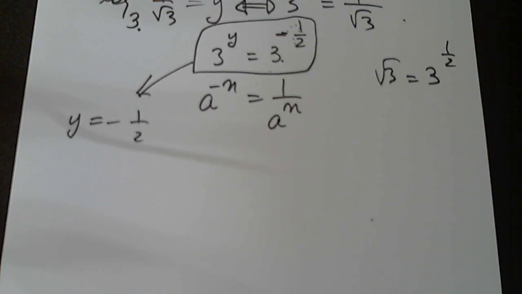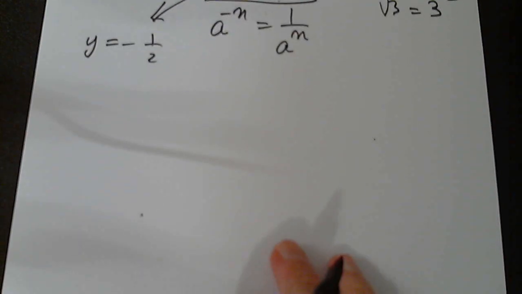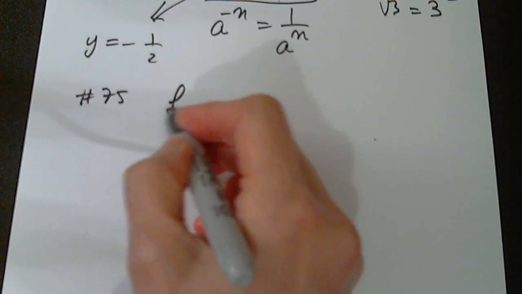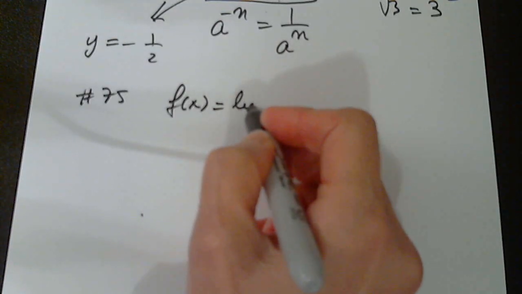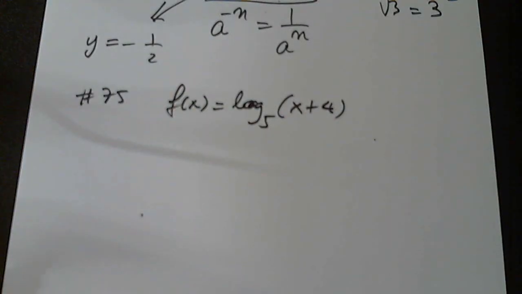No problem. Find the domain of each logarithmic function from 75 through 80. And I'll explain why this is so important. Allow me to choose the first one and then you choose the next one. So 75. I have f of x equals log base 5 of x plus 4.